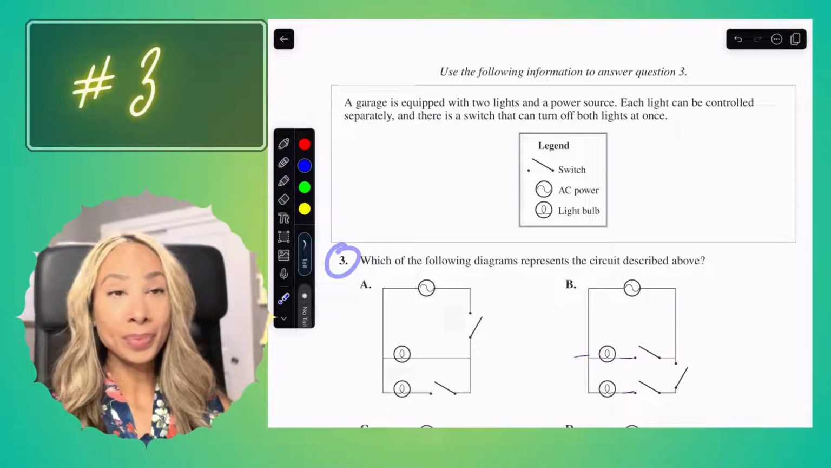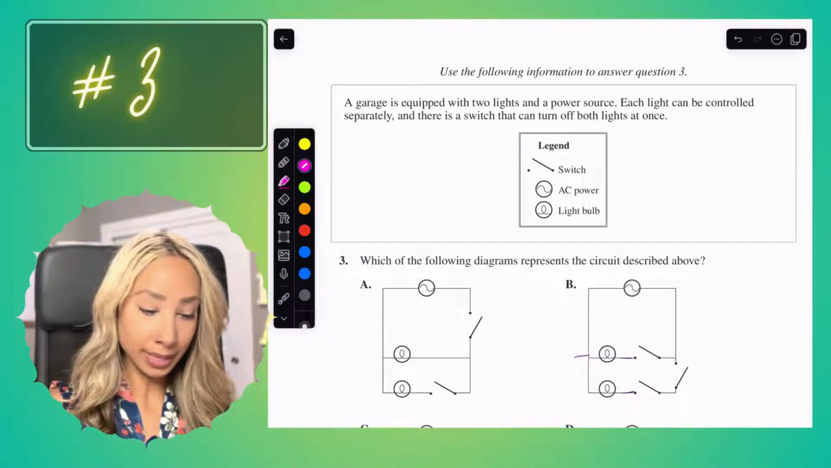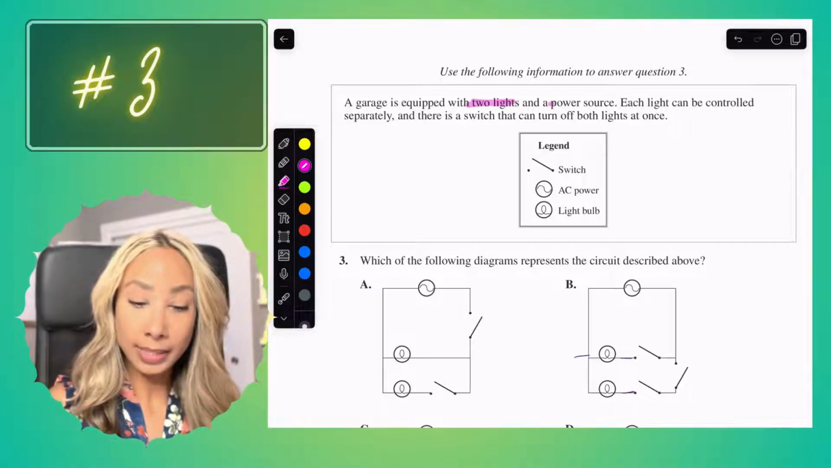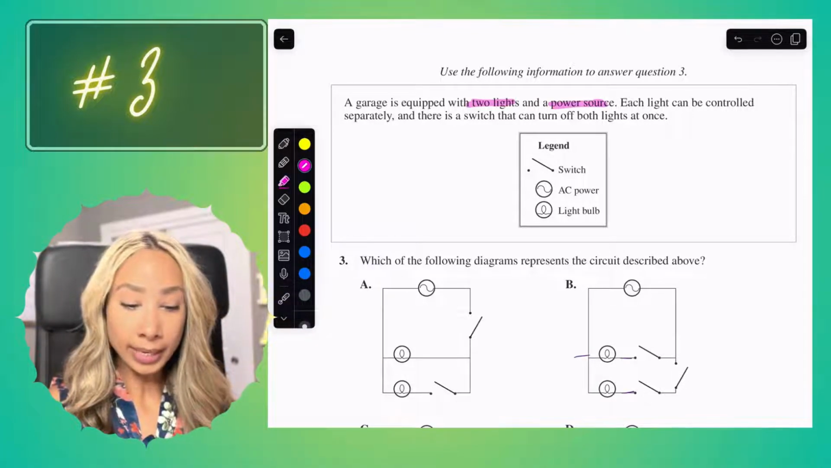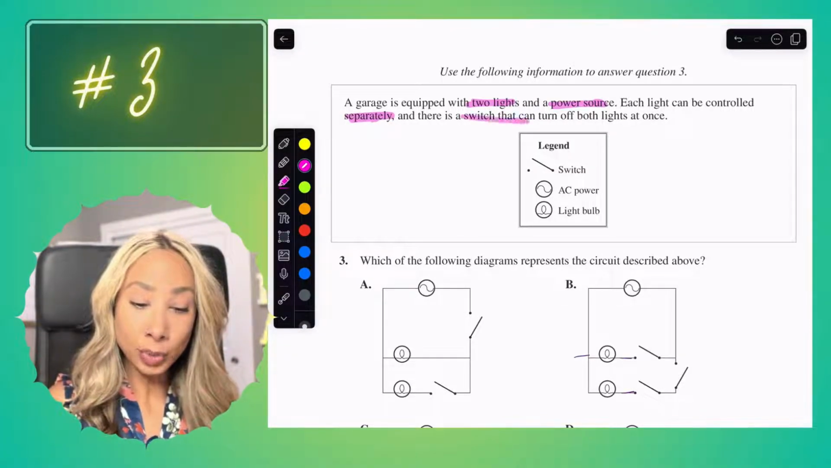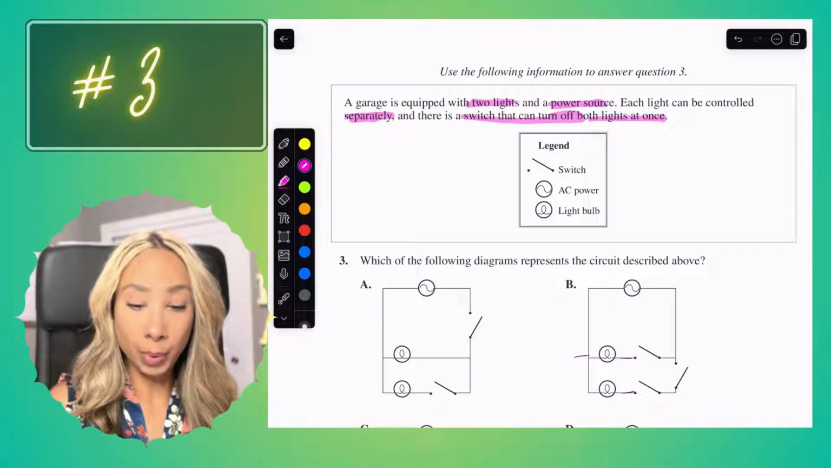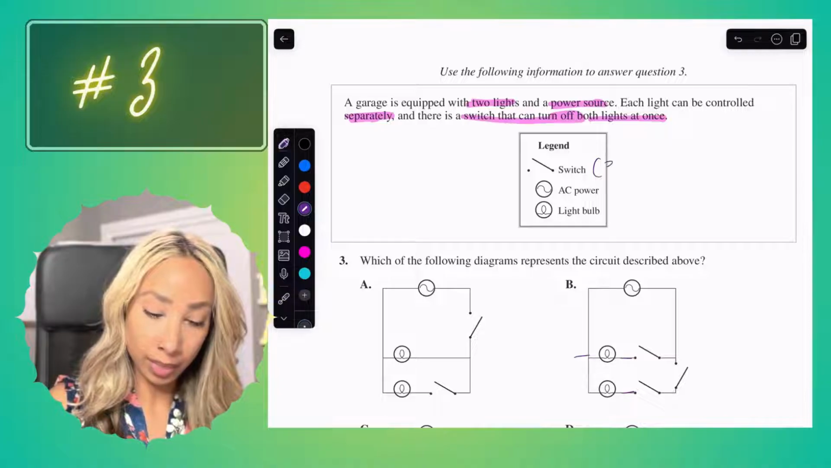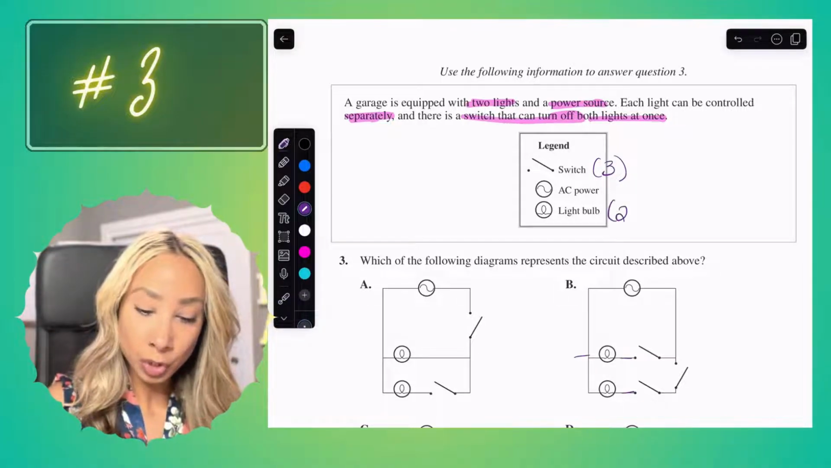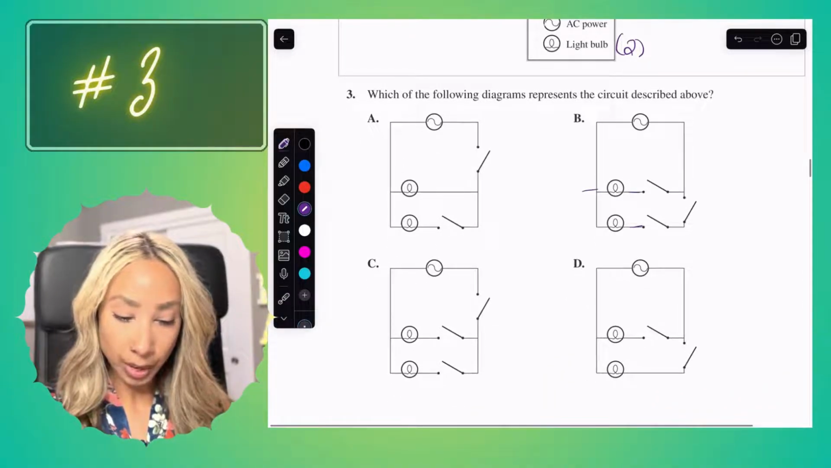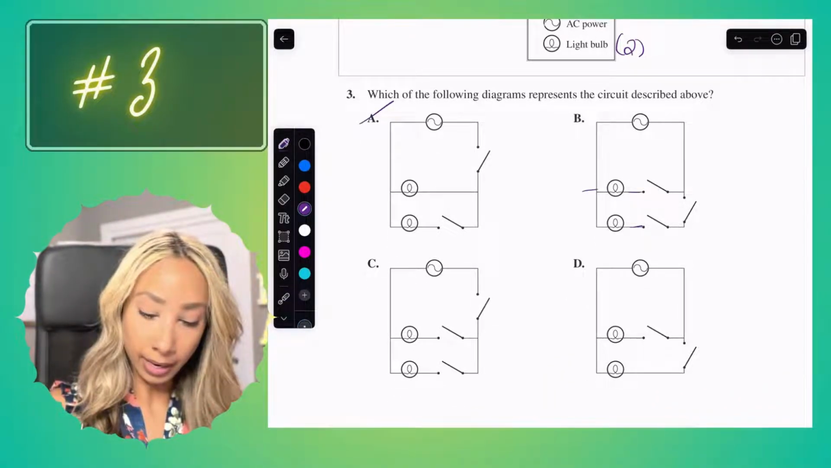Okay, number 3. So we've got some information here. It says, a garage is equipped with 2 lights and a power source. Each light can be controlled separately, and there is a switch that can turn off both lights at once. So that's going to be really important. The first thing I know is right away there's going to be 3 switches, 2 bulbs, and of course a power adapter. So looking at our options, right away I'm going to cross off A and D.